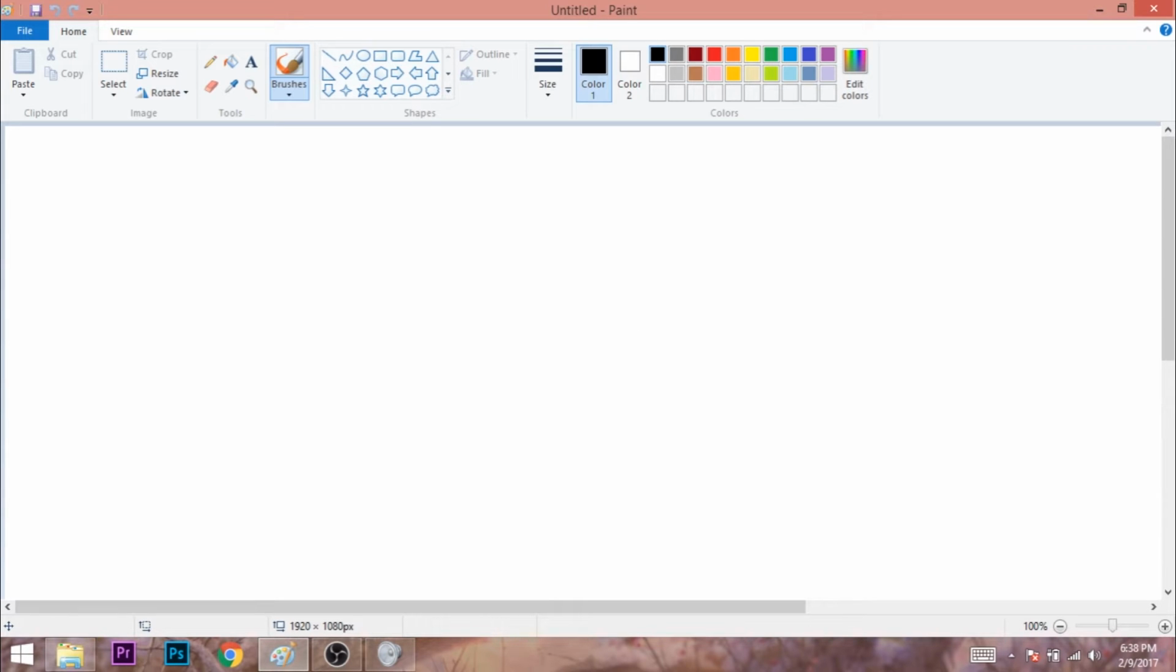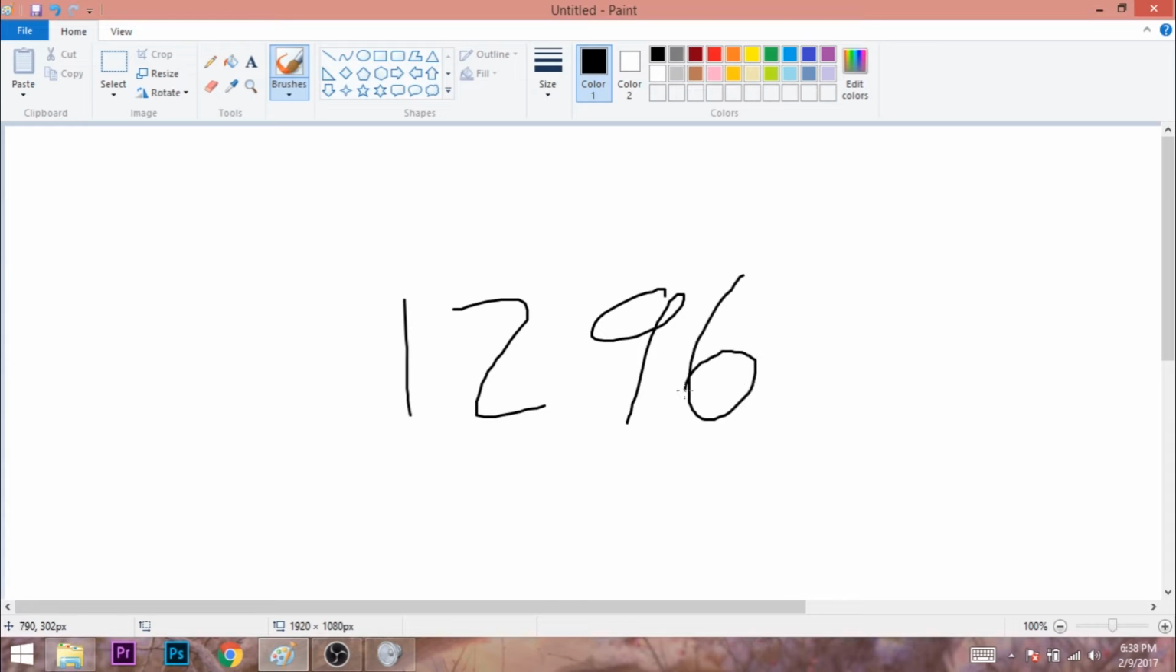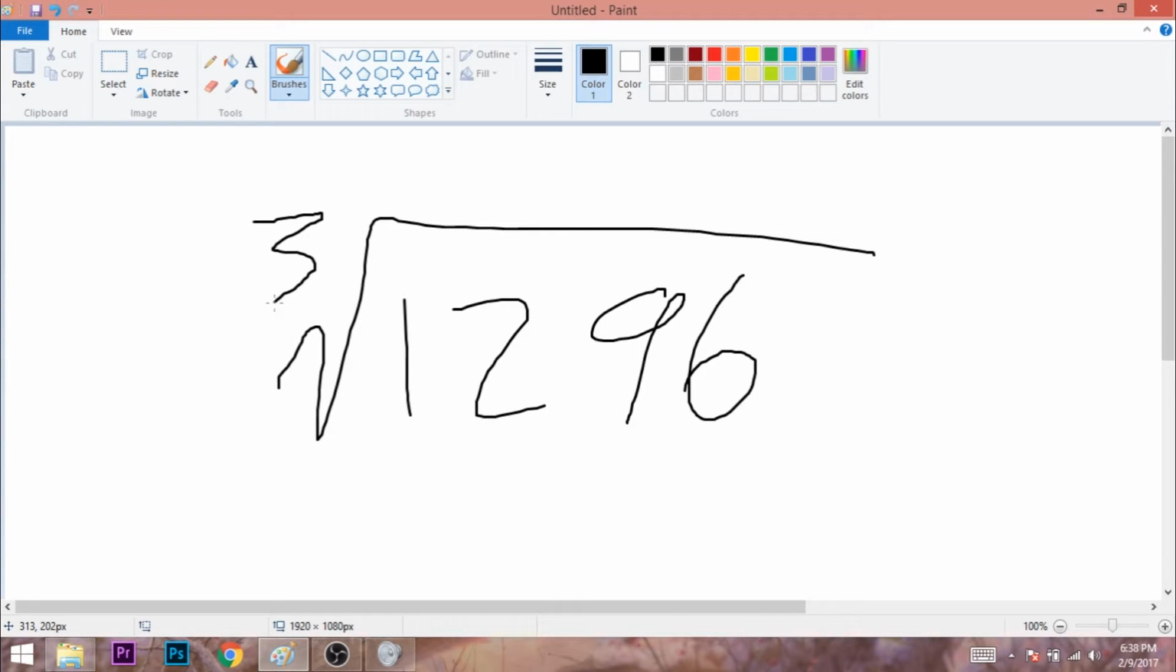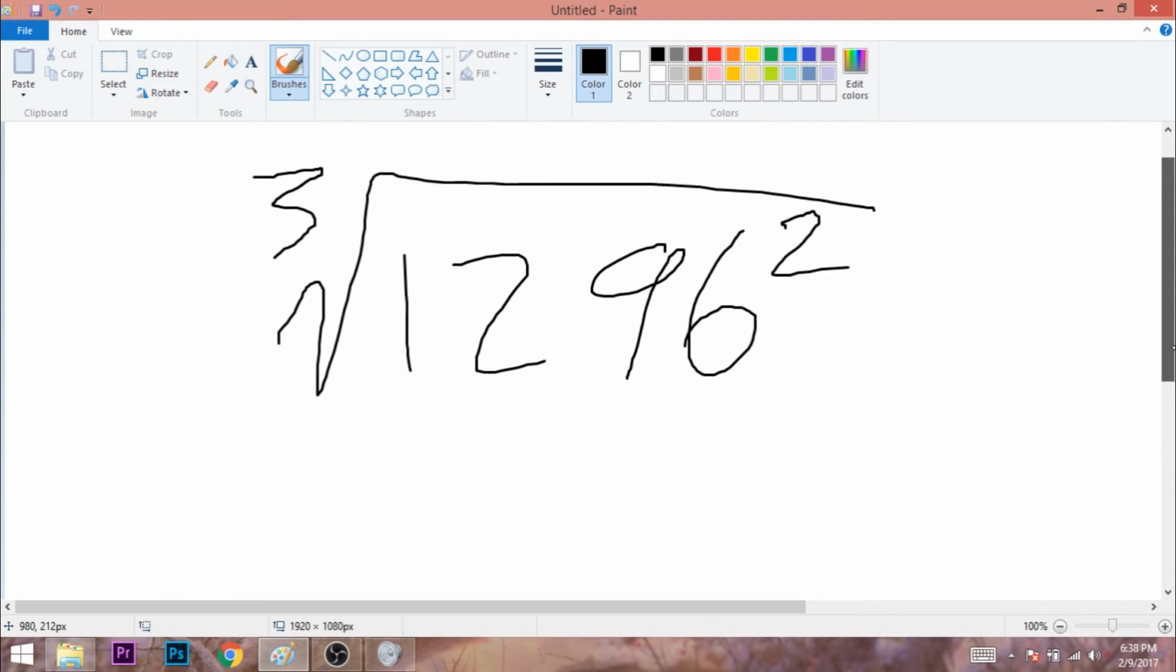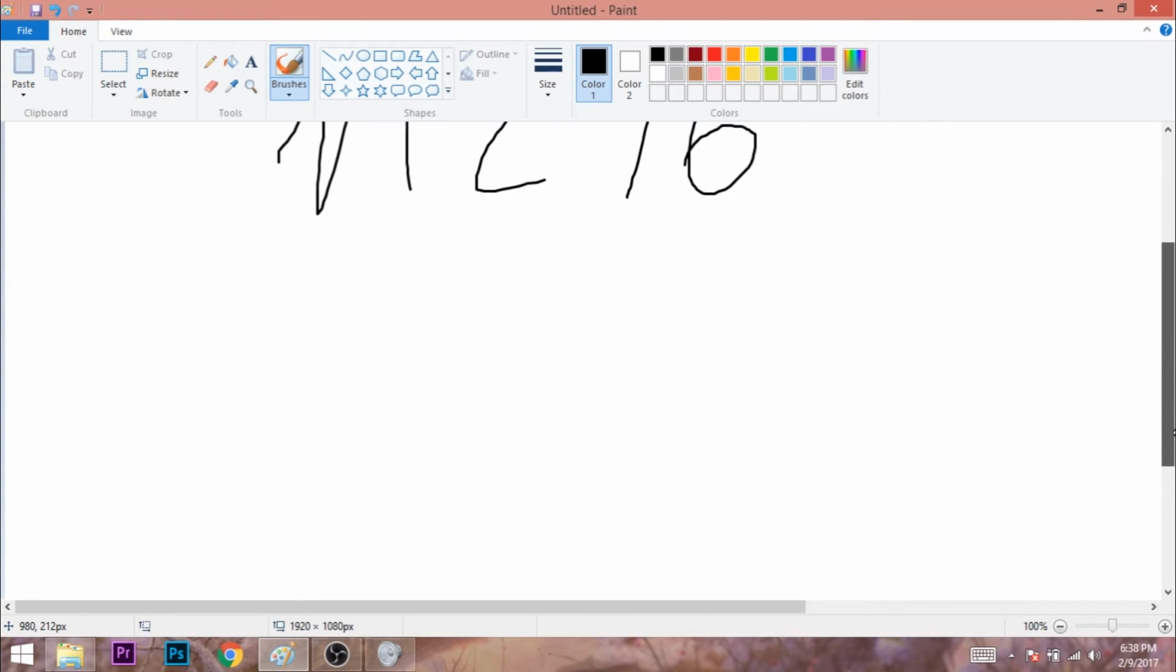So let's say we have something like 1296. I know it's a really big number, but let's say we have the cube root of 1296, all to the 2nd power, of course. So what does 1296 simplify into? That's the first thing you always want to ask when you're given a radical expression. What can you simplify out of this?